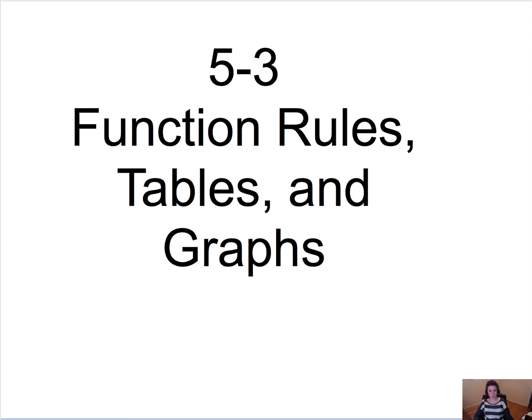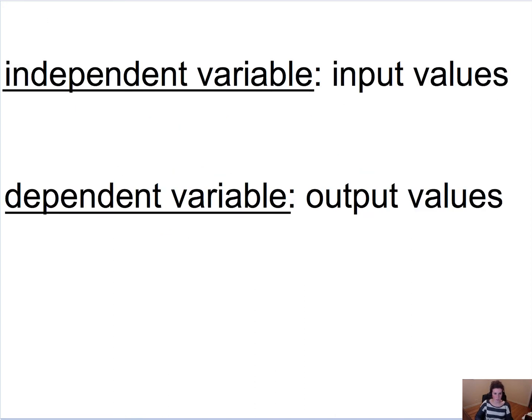Chapter 5, Section 3 is dealing with function rules, tables, and graphs. So title your notes. And then we've got a few definitions here. The independent variable, those are your input values. The dependent variable are the output values.